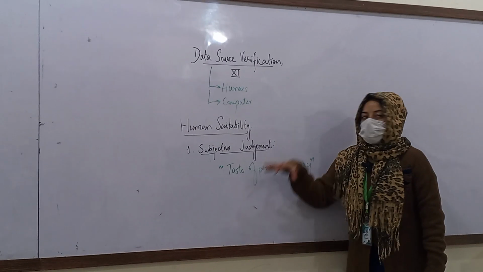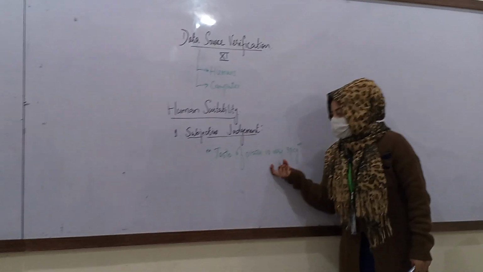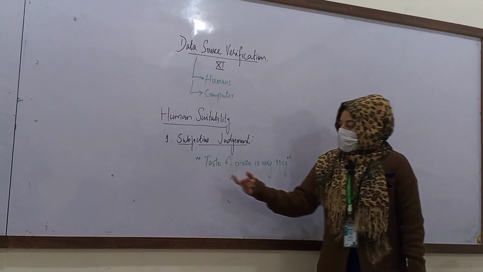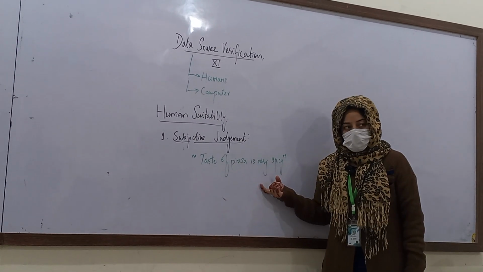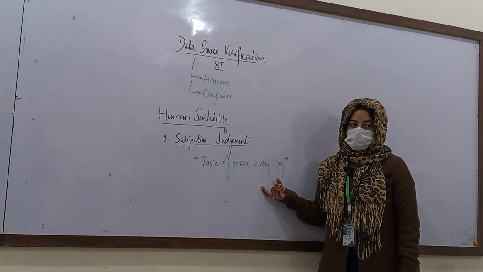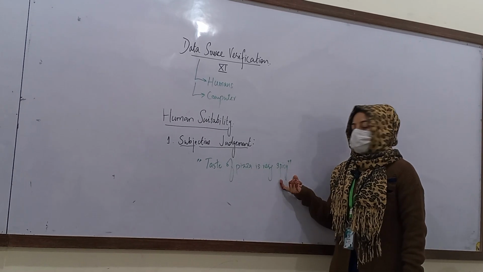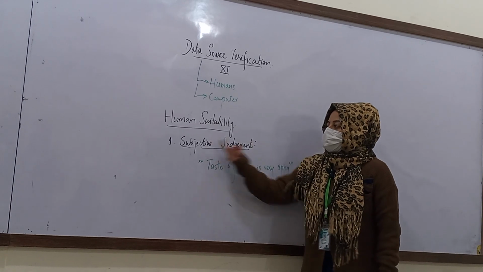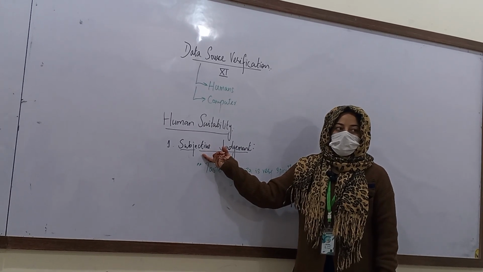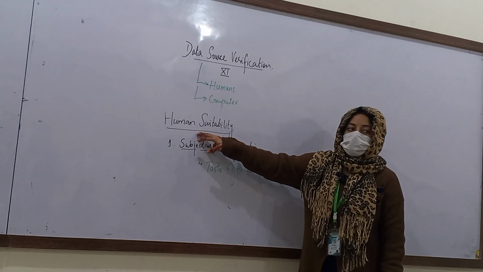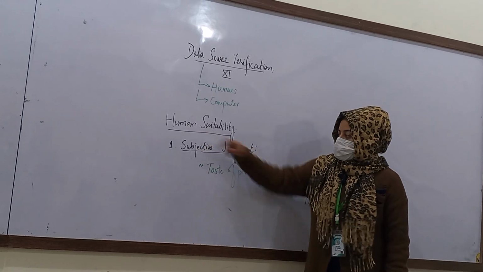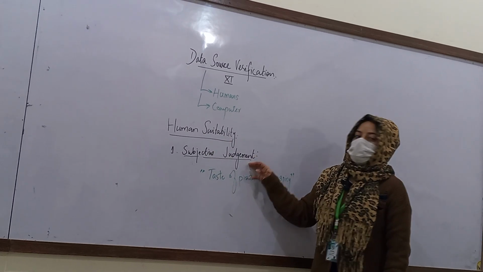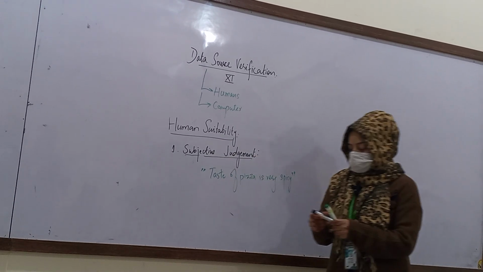Now the understanding or interpretation of this text depends on human mentality. Every human will have a different interpretation of this text. Some might agree with this, some might not agree with this. So this judgment is your subjective judgment. This completely depends upon human understanding and human interpretation. Right? So this is one process where humans are more suitable as compared to computers.